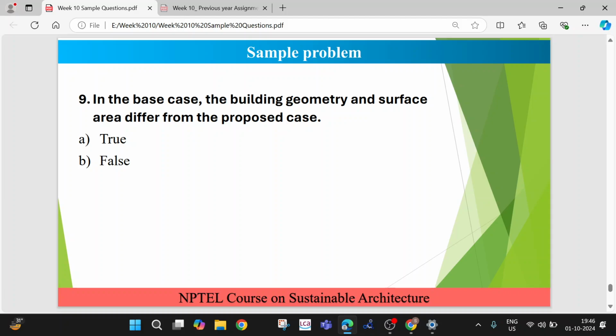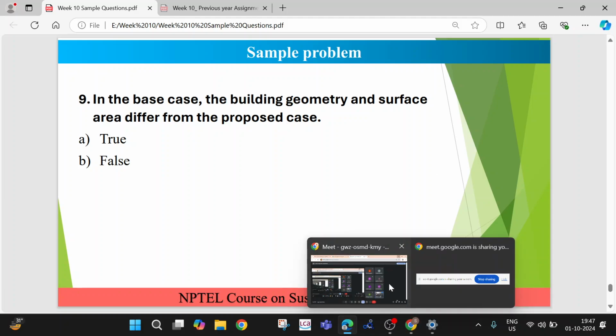So this is a question similar to the previous question that we have done just now. This is a tricky question as well. Let's see how deeply you have understood this proposed case and base case difference. I would like to know how many of you can answer it correctly. Read it carefully and then answer. So let's see the answers then.